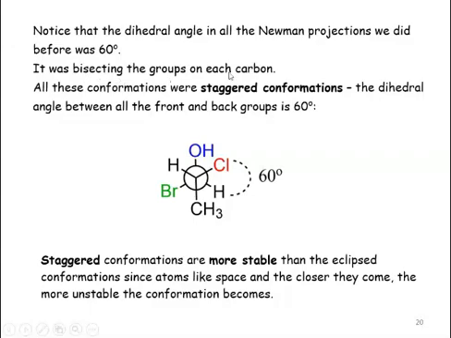It was bisecting the groups on each carbon. All these conformations were staggered conformations. When the dihedral angle is 60 degrees, we call the conformation a staggered conformation. If the dihedral angle is 0, we call it an eclipsed conformation. Whereas when they have a dihedral angle value of 60 degrees, we call them staggered conformations. Okay. Staggered conformations are considered more stable than eclipsed conformations.